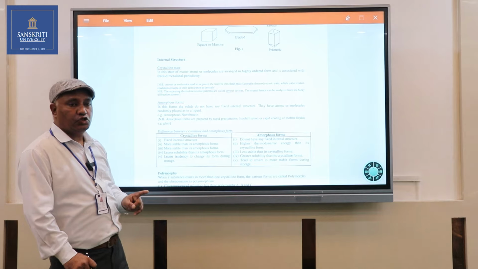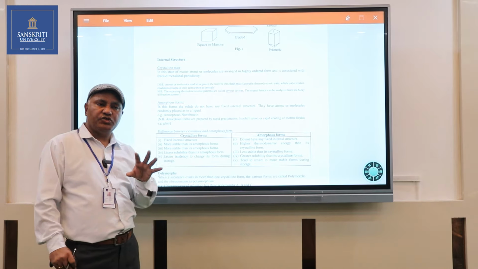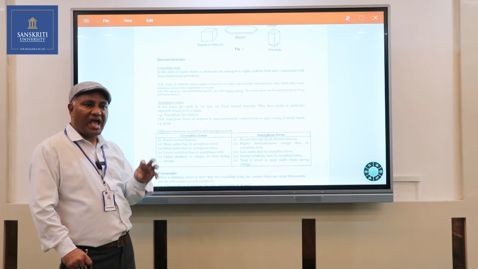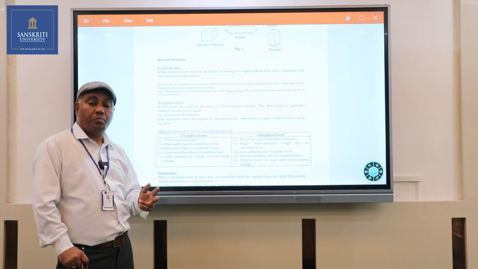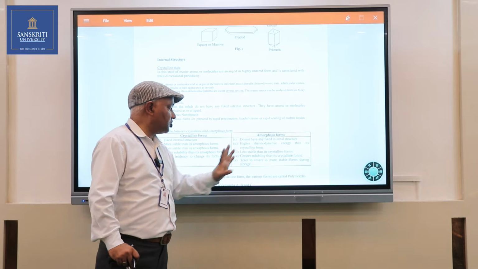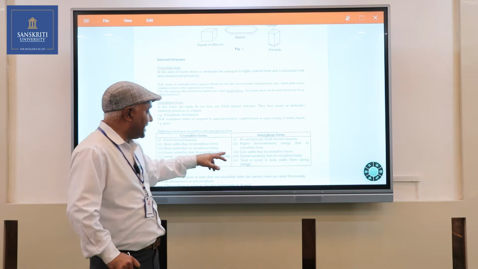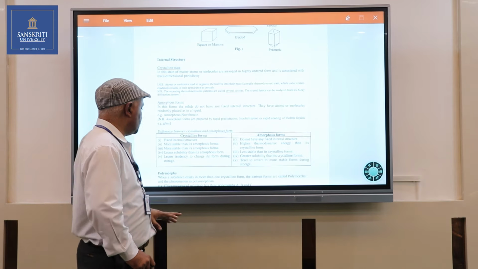So what will happen in case of the amorphous drug? When you put the amorphous drug in the presence of the environment, it will have the ability to convert into the crystalline form, the more stable form. That is the basic problem with the amorphous drugs. So that is why we can say it is less stable in comparison to the crystalline forms.